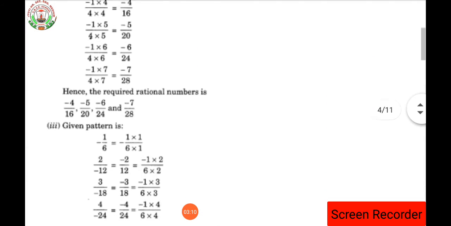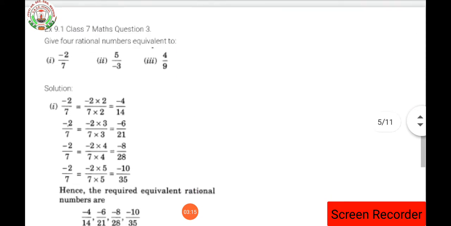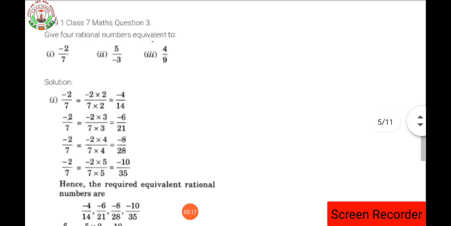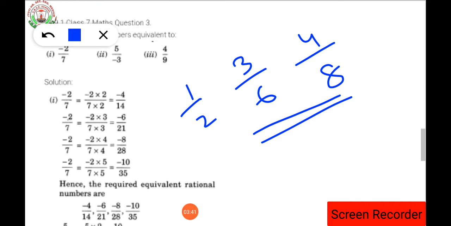Clear? Next we are having the question. As this is a revision question, I am not going to explain each and everything. So the next question is question number 3. Give 4 rational numbers equivalent to. Suppose we are having a number 1 by 2. Then we are having 3 by 6 as a number, and 4 by 8 as a number. So whether these two numbers, that means 3 by 6 and 4 by 8, are equivalent to 1 by 2.